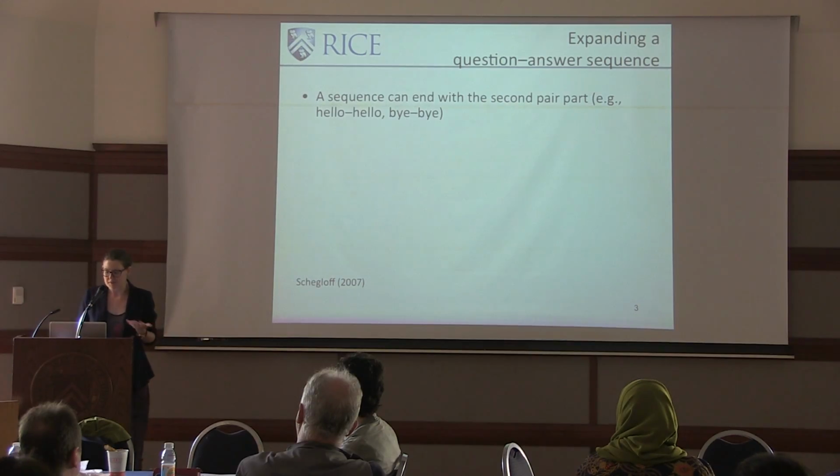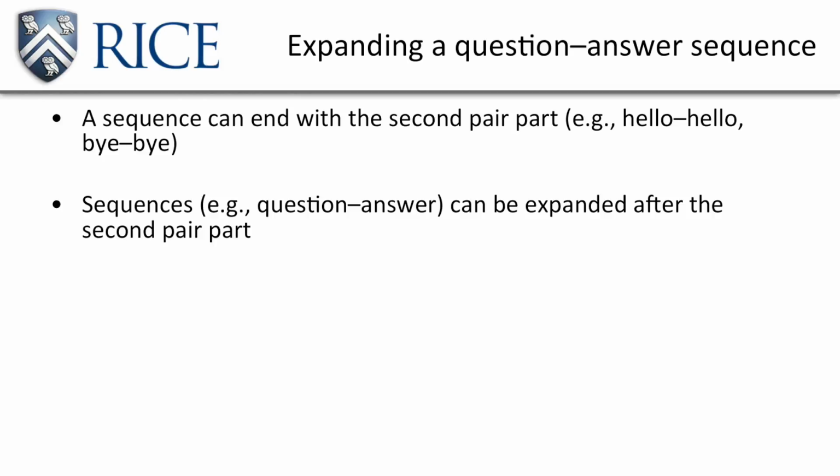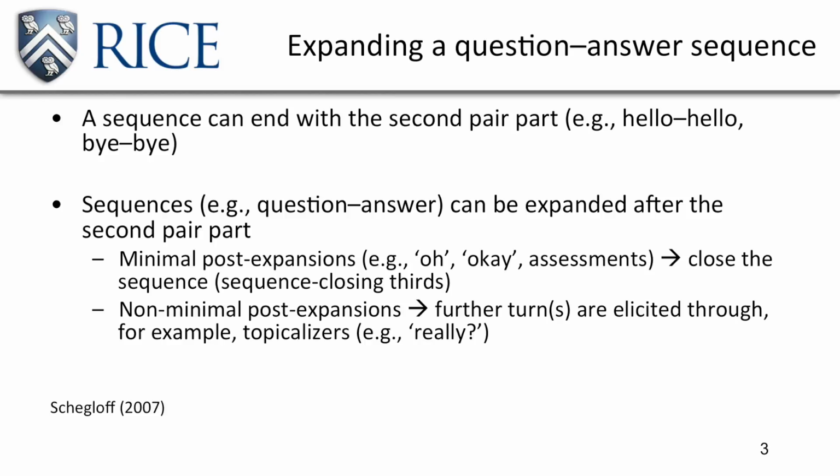Okay, so expanding a question-answer sequence, we all know that's not always necessary, right? Sometimes it's fine to just have a question and an answer, the two-part sequence itself, and then you're done, right? But of course, you can also expand on that. After the second pair part, like the answer, there are different options, right? You could maybe just produce a minimal post-expansion, just some English examples like, oh, okay, or some assessments. And as Carmen was saying yesterday, this is also referred to as sequence-closing thirds. But there's still a little bit more you could do.